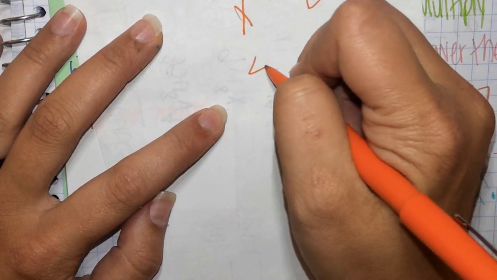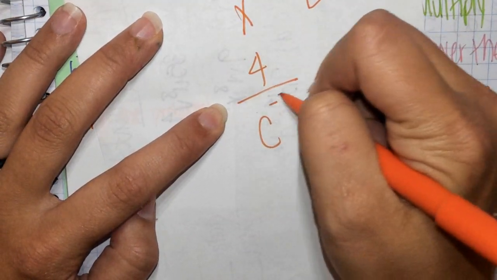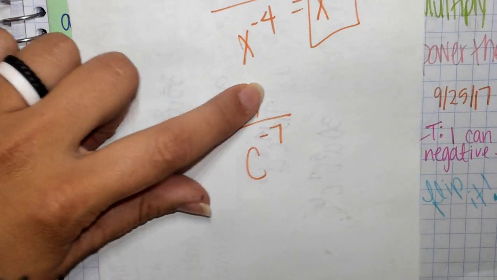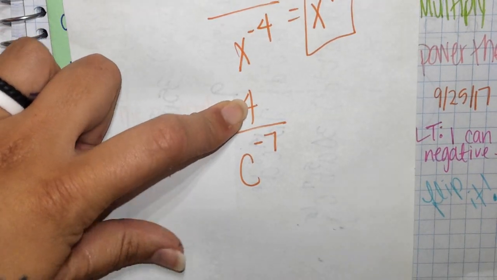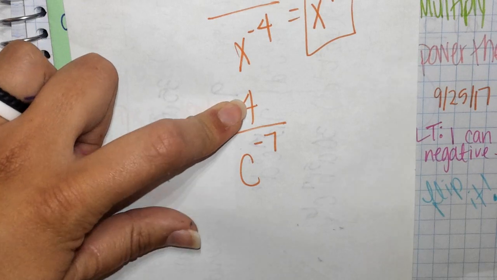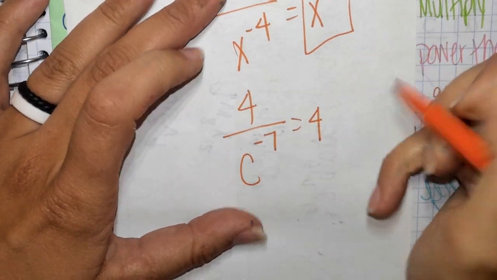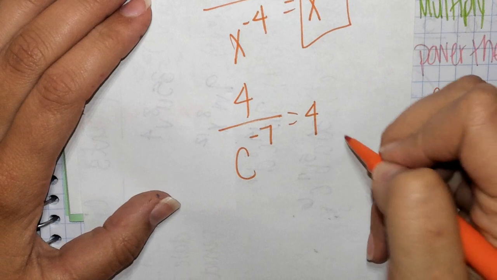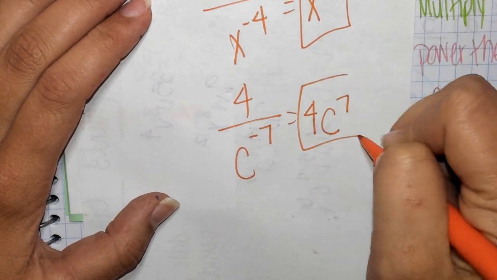What if I had 4 divided by c to the negative 7? Now, does my 4 have a negative exponent on it? No, so my 4 stays there. What happens to the c? Where does it go?